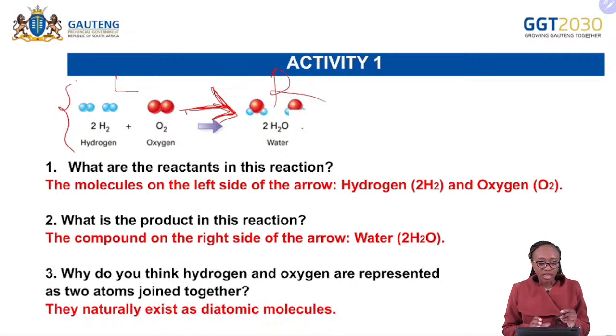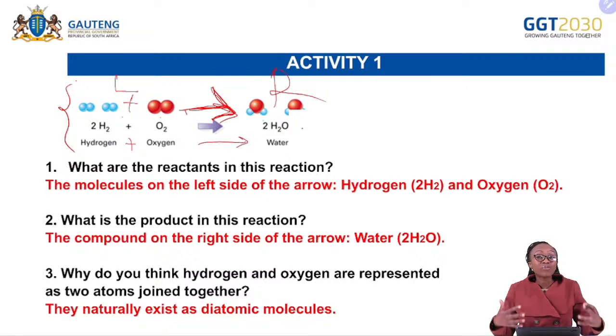Just for interest's sake, you see these pictures? That's your picture equation there. Let me just put a plus sign there. So that is your picture equation. This is your symbolic equation. And if I put a plus sign and an arrow, that becomes your word equation. Then we have all 3 representations of chemical reactions in one picture.